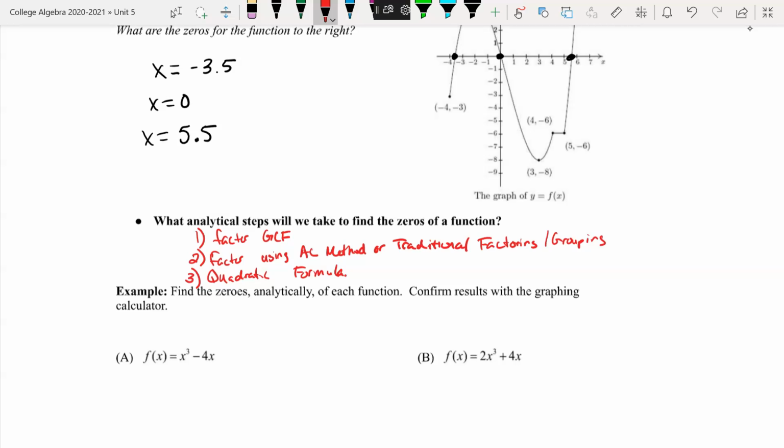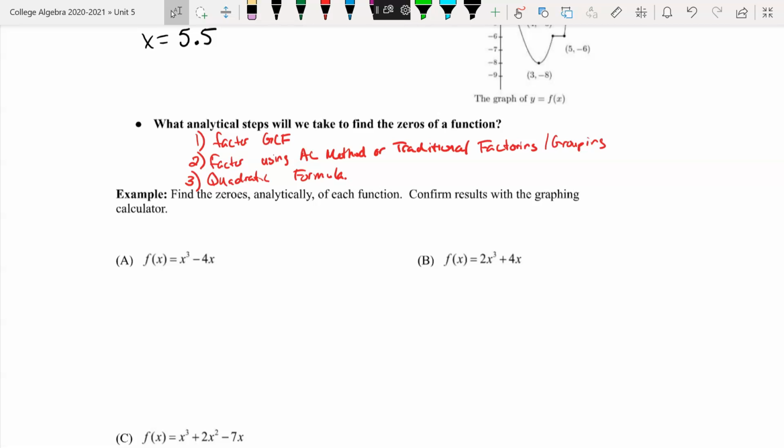Okay? So it says find the zeros analytically of each function, confirm results with the graphing calculator. So x cubed minus 4x. My first step is to factor out the GCF. So my GCF is x, so then I have x squared minus 4. Well, factoring rules, we've done this before. X is fine. X squared minus 4 can be factored again. That's a difference of 2 perfect squares, so that factors into x minus 2, x plus 2.